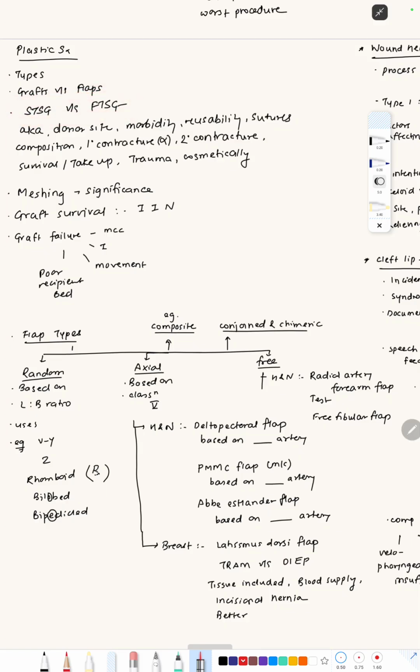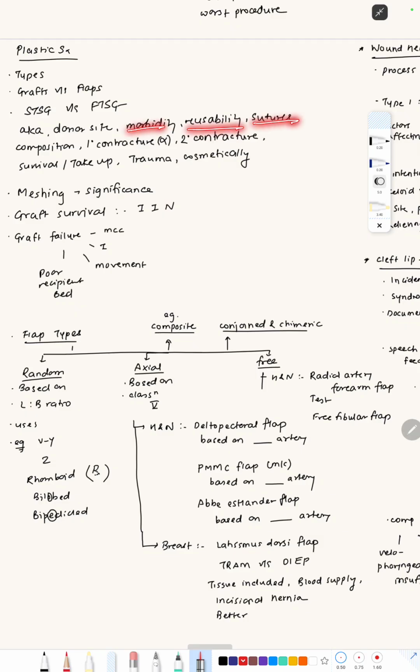Split thickness skin graft is also called the Thiersch graft, while the full thickness skin graft is also called the whole face graft. Now the donor site for split thickness skin graft is the anterolateral side of the thigh or the buttocks. For full thickness skin graft, it is going to be the postauricular region or the supraclavicular fossa. Morbidity is more with full thickness skin graft. Reusability is more with split thickness skin graft.